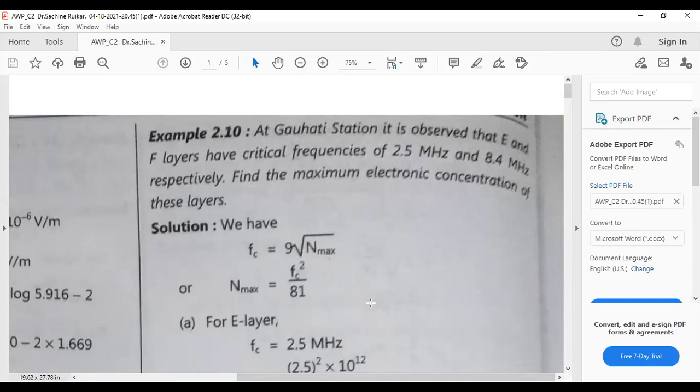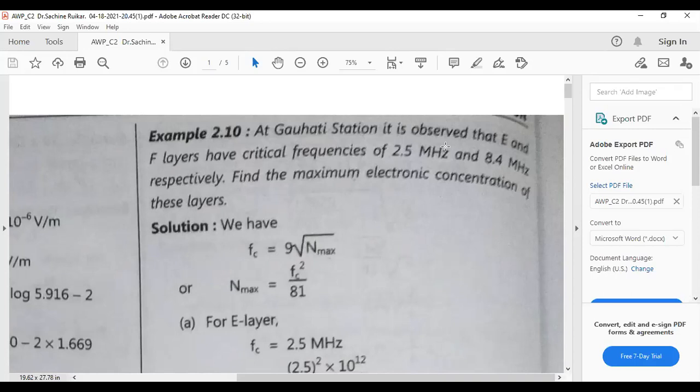What they are saying: for a particular station they mention the name, because we place many transmitting and receiving towers at many places, and for identification they often refer to the city name. Likewise here they mention the station name, and from that particular place they are observing two layers, the E and F layers, and in that they found the critical frequency.